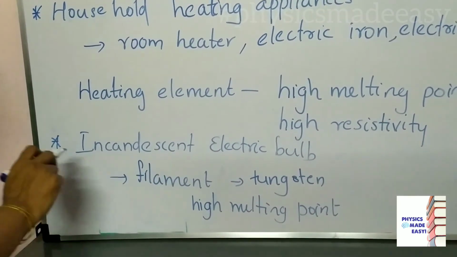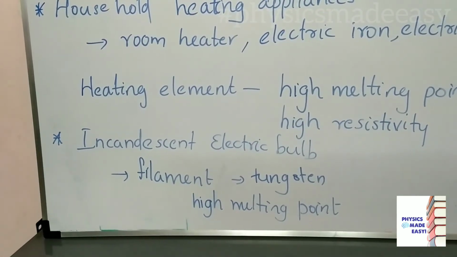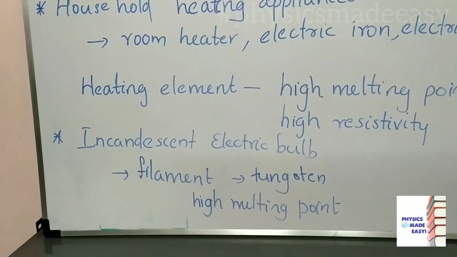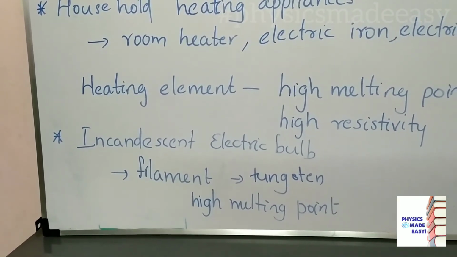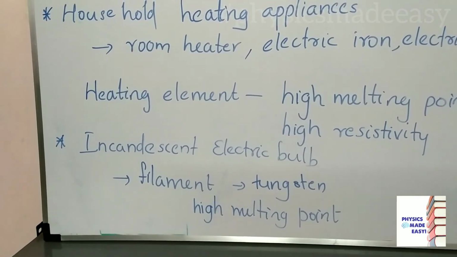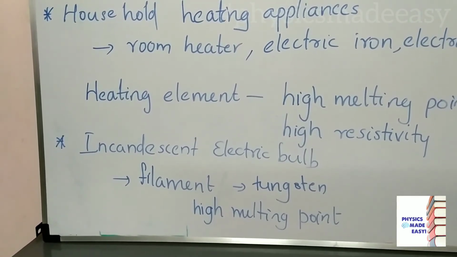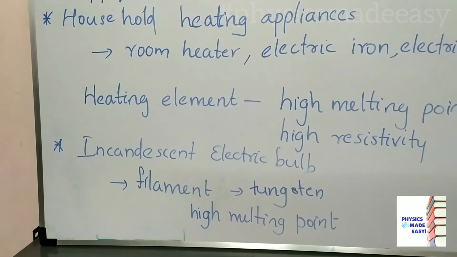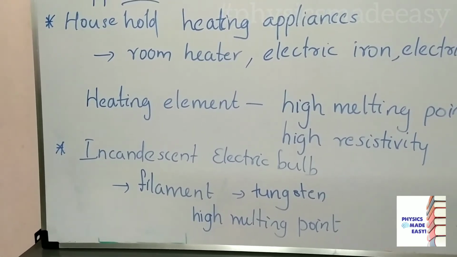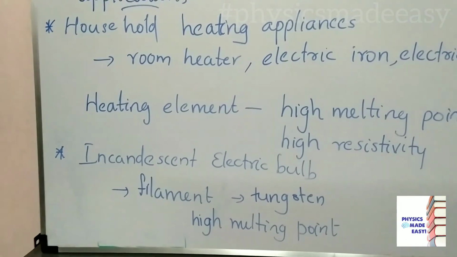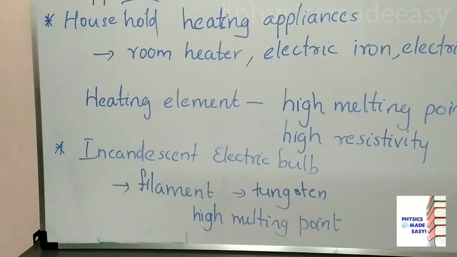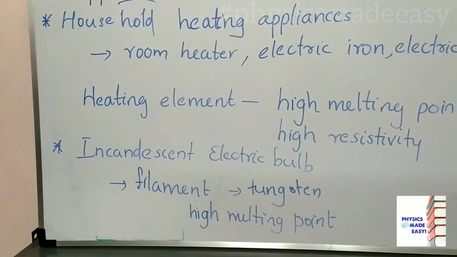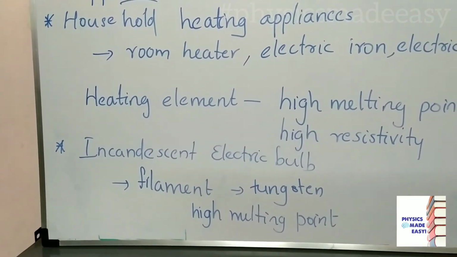Then another application, incandescent electric bulb, our bulb. There we are getting light energy and heat energy also. Then how can we get that light energy there? If current is passing through that, you can see the filament in that bulb is glowing. How is that glowing? Due to the high resistivity of that and due to high melting point, the filament will glow.